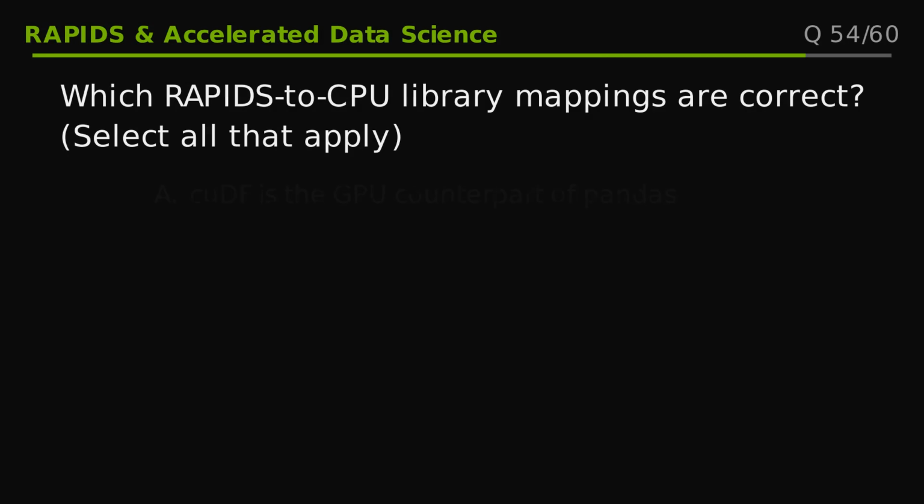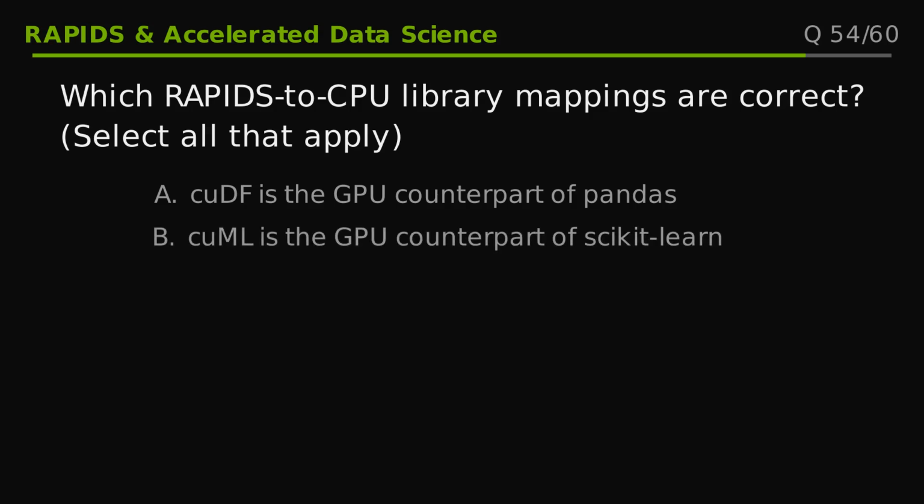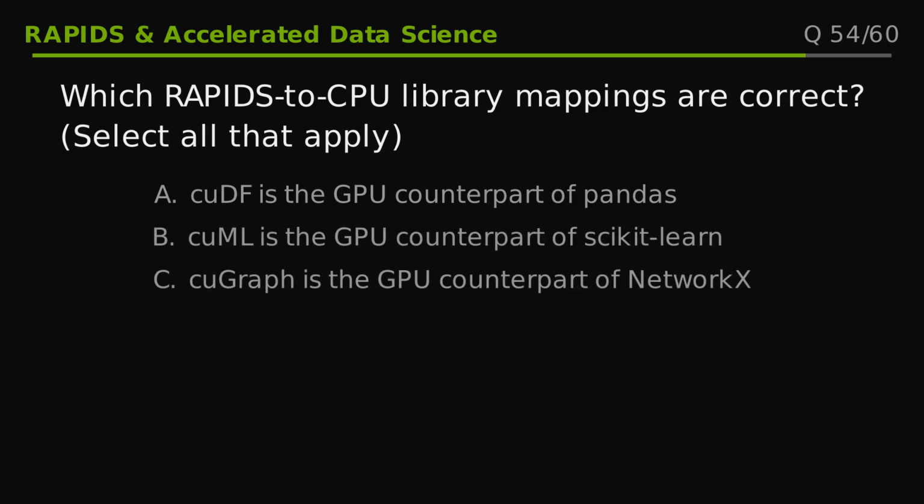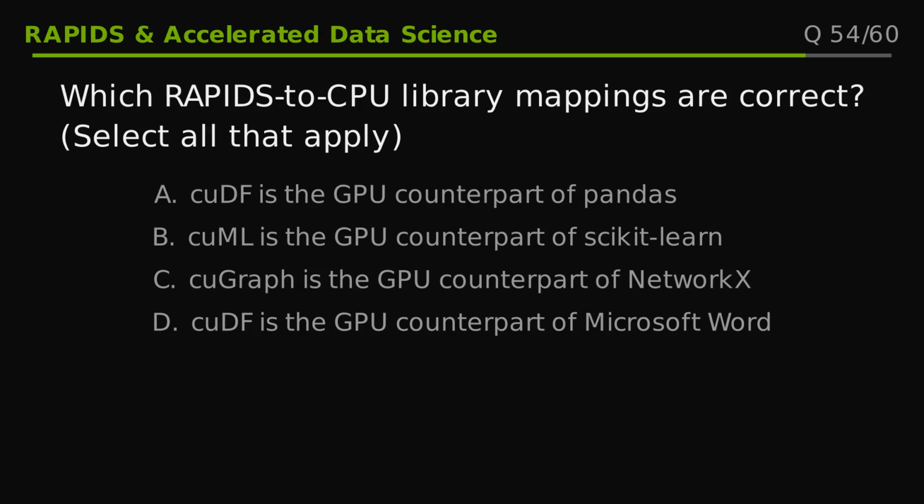Select all that apply. Option A, Nyog is the Uber counterpart of pandas. Option A, Nlr is the Uber counterpart of scikit-learn. Option A, Graph is the Uber counterpart of network. Option A, Nyog is the Uber counterpart of Microsoft Toad.